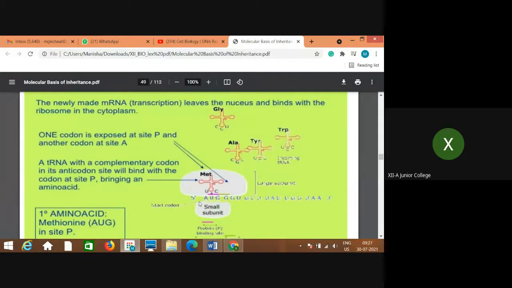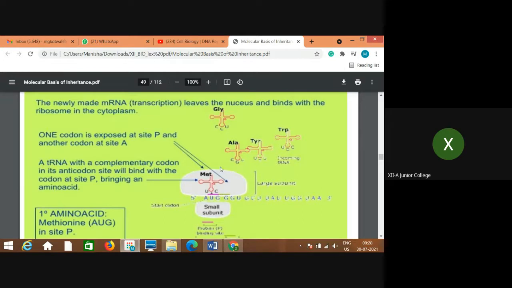Now, for mRNA, only one site is there. This is the 5' end. Now, for tRNA, there are 3 sites. Which are the 3 sites? The first tRNA has come in contact with the first codon, carrying the amino acid at its 3' end. This is considered to be the P site. Then the A site is free.